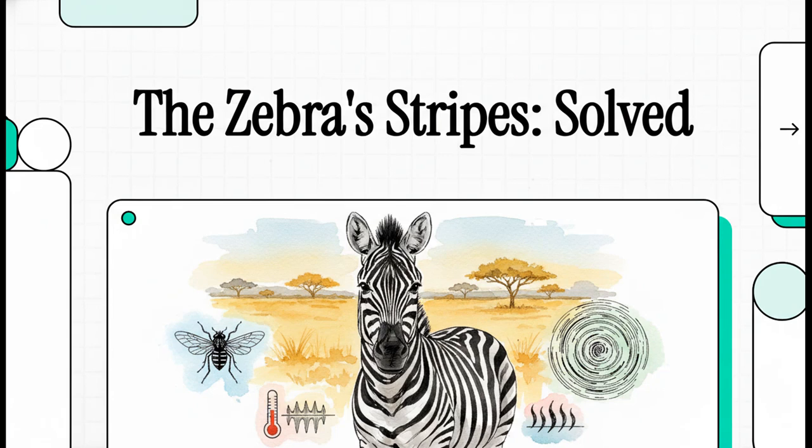You've seen them a million times, right? The zebra's stripes. They're probably one of the most famous patterns in all of nature. But have you ever stopped to really think about why they have them? I mean, why would an animal trying to hide on the savannah paint a giant target on its back? Well, for centuries, that's been a huge mystery. But today, we're going to dive into the science and finally solve this incredible riddle.